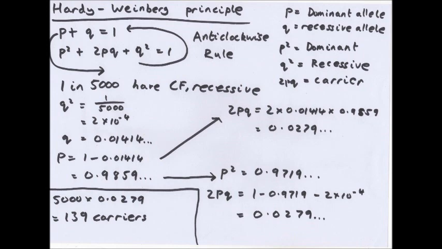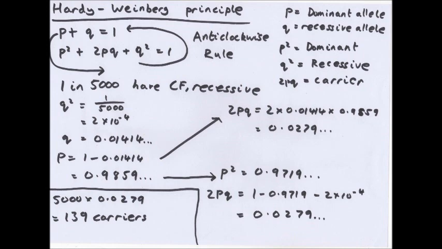And then once you've got that value at the end, what you do is 5,000 times, so your original population size, times your final value equals number of carriers. In this case, 139. Now, the other thing they might want you to do is work out percentage. Now, to do that, if you want a percentage, you just times your final value by 100.